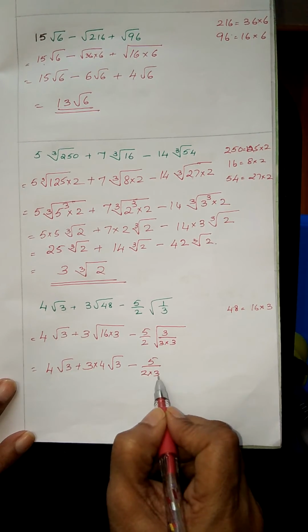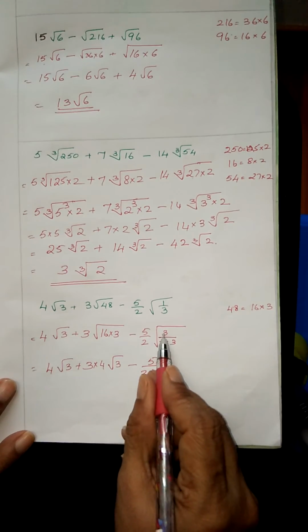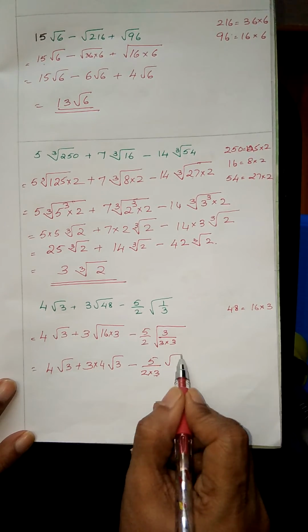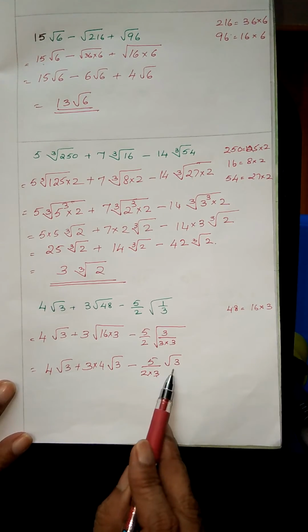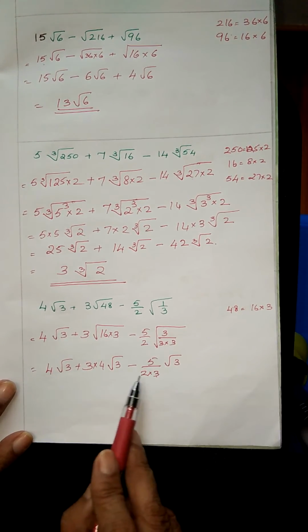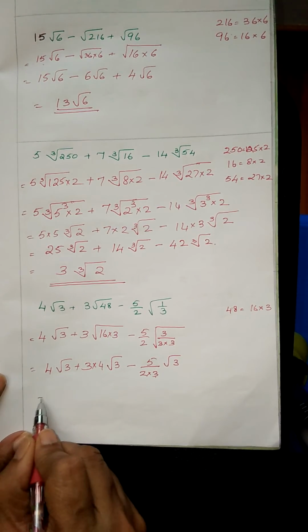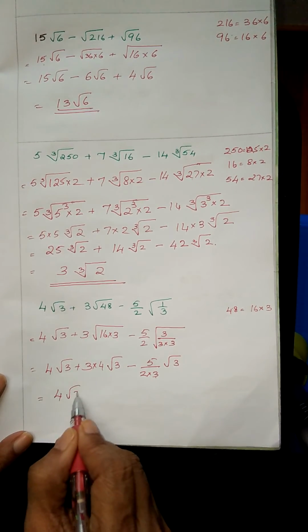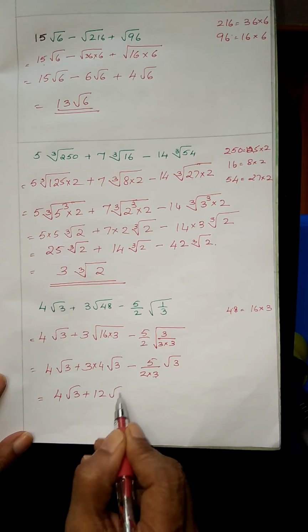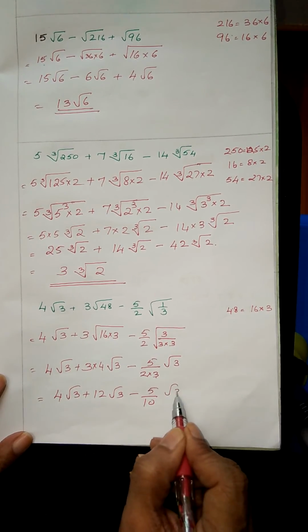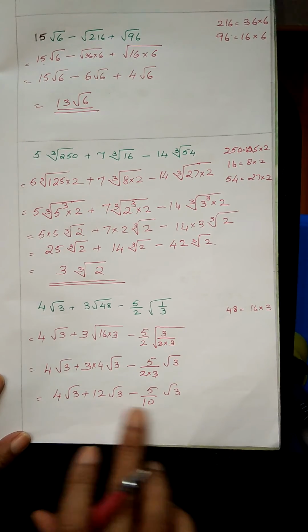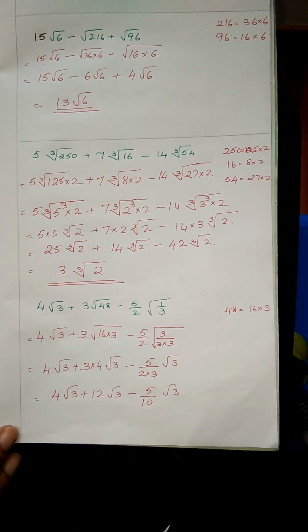It is in the denominator, so here also it comes in the denominator, and this will become root 3. The purpose of doing this is to make everything like surds so that you can do the addition. So this is equal to 4 root 3 plus 12 root 3 minus 5 by 10 root 3. Now all are similar surds.